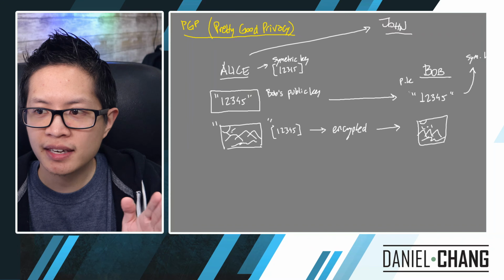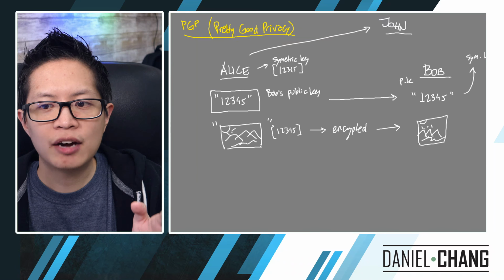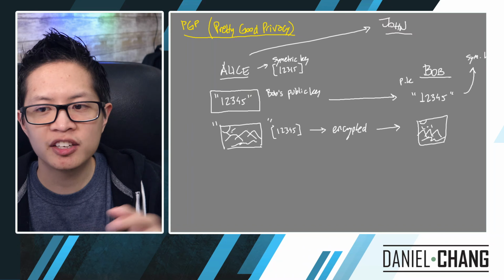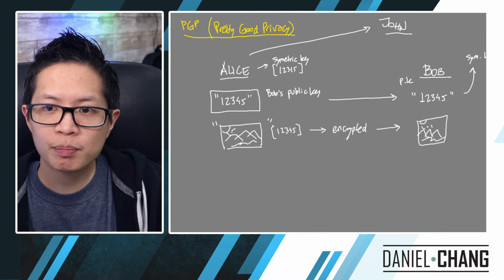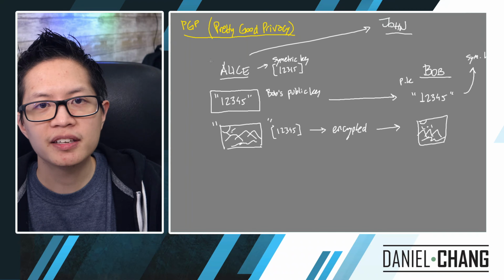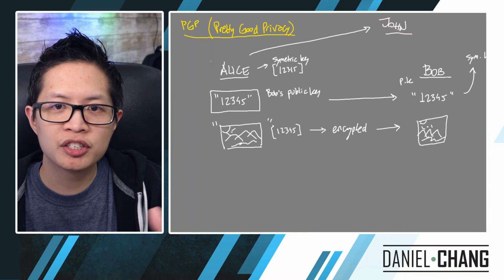With that, she sends it over to Bob, and now Bob has this key, and now she can send any type of big files, videos, or anything. And that's basically PGP, Pretty Good Privacy. That's the basics of any encryption methodology used nowadays.